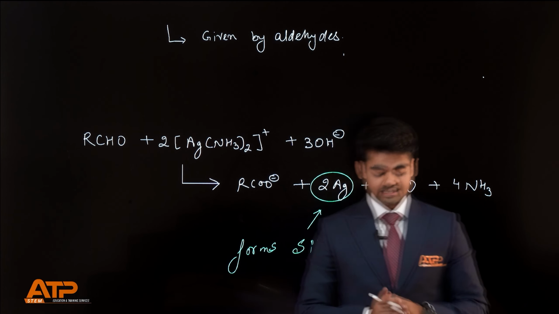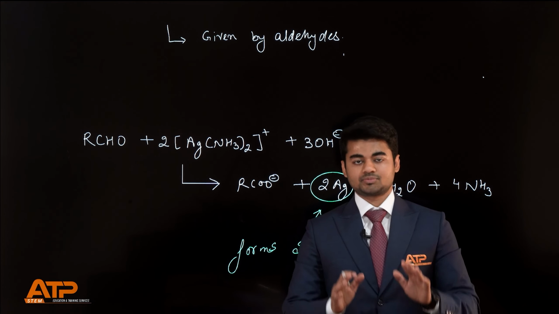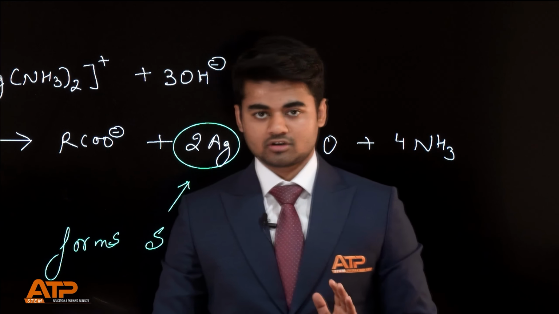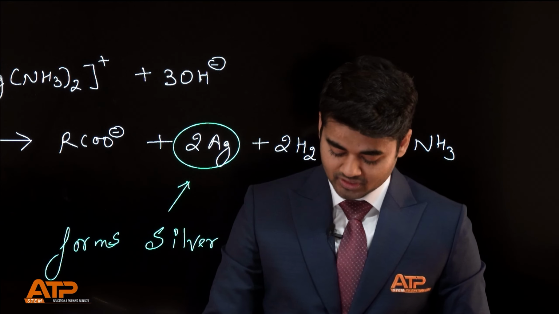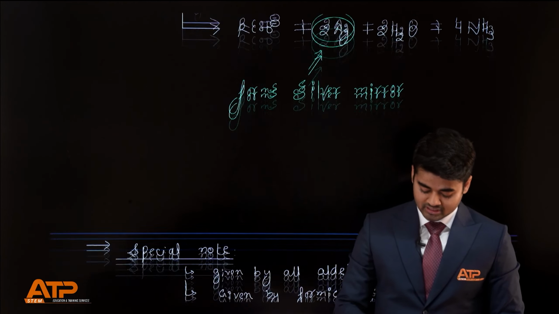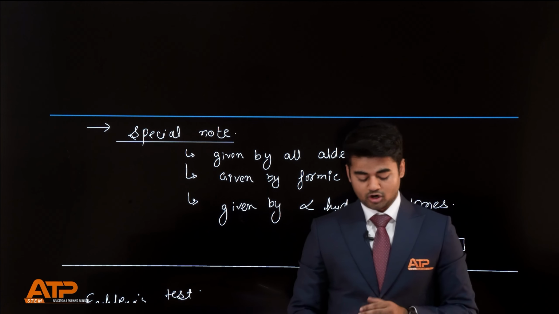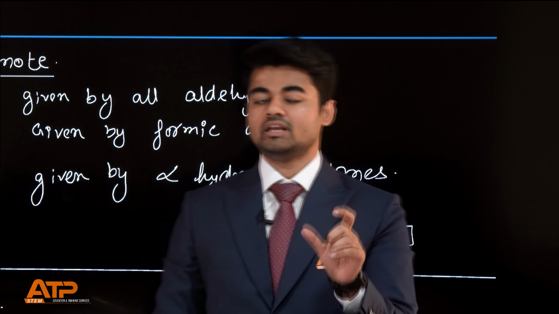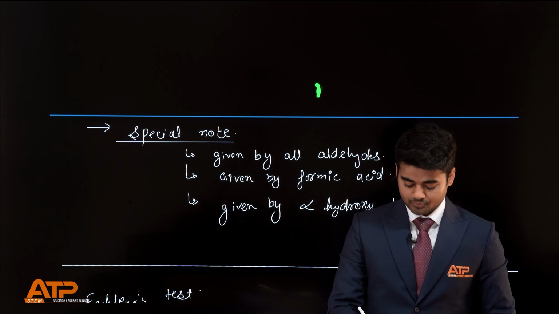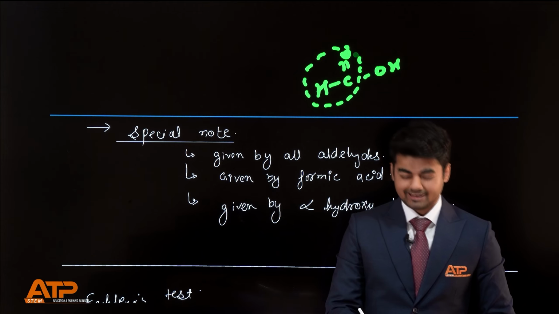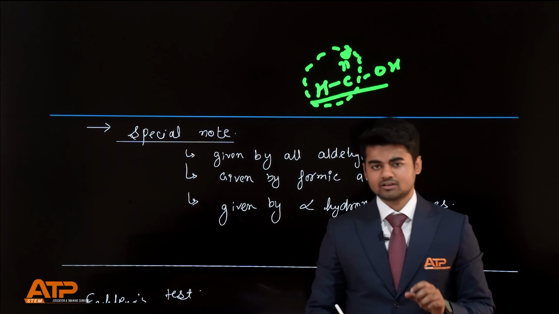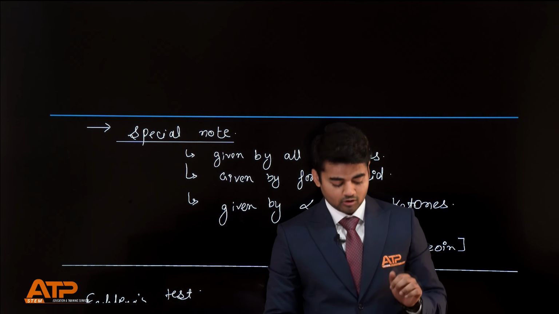Alright, so who gives this test? All aldehydes, without any exception, upon reaction with Tollens reagent give carboxylate ion and themselves get reduced, hence forming a silver mirror. So that is one thing. Now, some special mentions here. Tollens test is given by all the aldehydes. It is given by formic acid. Formic acid is the only acid which easily gets oxidized. The reasoning given here is that formic acid also contains an aldehyde-like group, the HC double bond O which is characteristic of aldehydes. So it also gets oxidized.